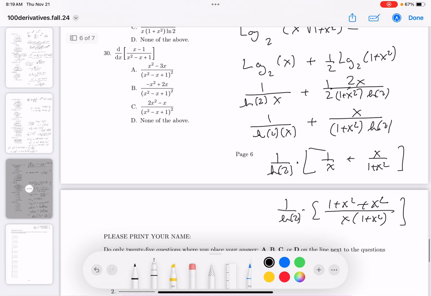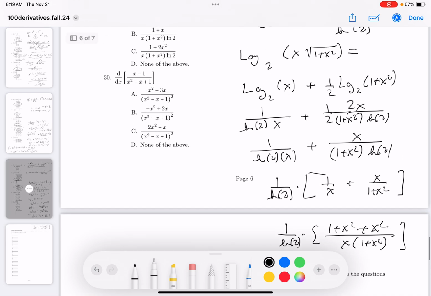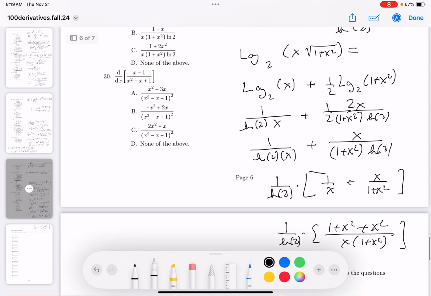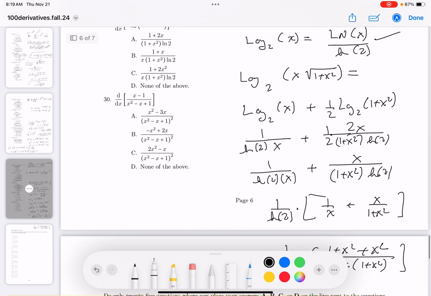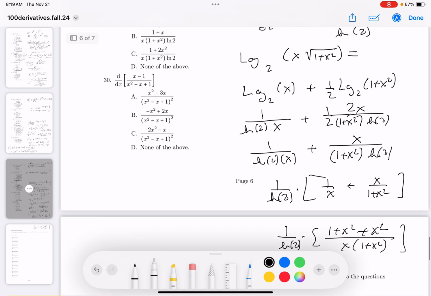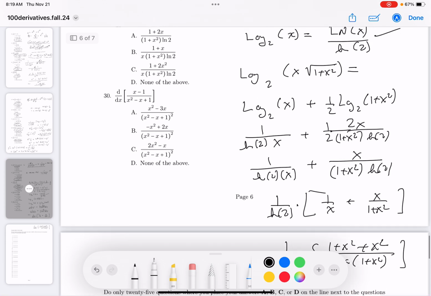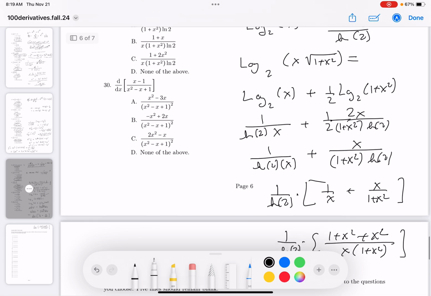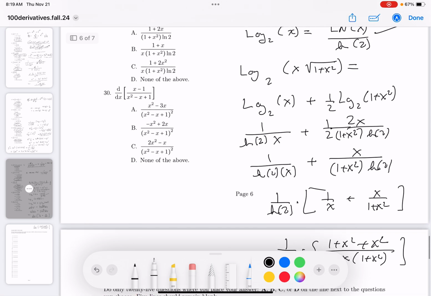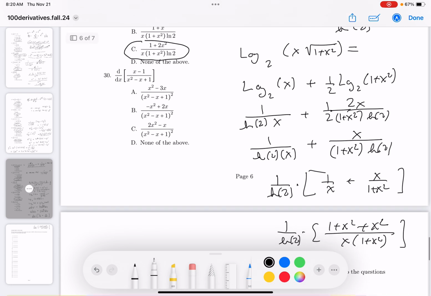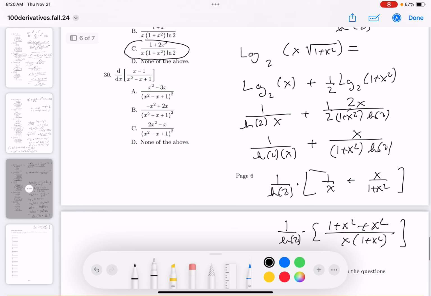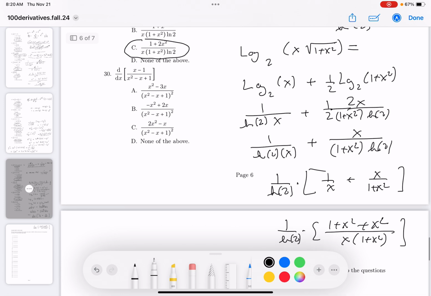I'm ready to look at my key. What am I looking for? I'm certainly looking for ln 2 on the bottom, and I'm looking for x, 1 plus x squared. And I see it. I see it in more than one spot, by the way. But I'm looking for the numerator, and the numerator I'm looking for is 1 plus 2x squared. And do I see that? I think so. I think I can see it right over here. I just want to make sure I'm seeing that before I say it's that. I do see the ln 2, see the x, 1 plus x squared. I do see that, and I see 1 plus 2x squared on top. Looks great.